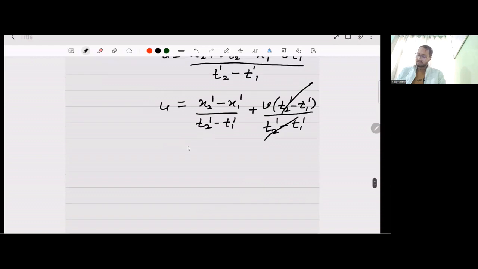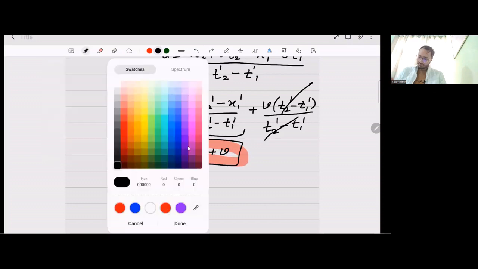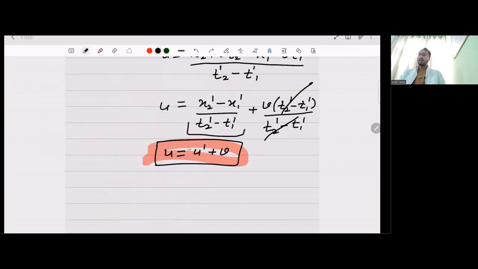u, what is this, फ्रेम S dash में जो वेरिएंस हो रहा है x2 dash minus x1 dash upon t2 dash minus t1 dash है, तो this is velocity with respect to frame S dash. So we have the equation u is equal to u dash plus v. This is the velocity we have. Okay. So we arrive at this result.